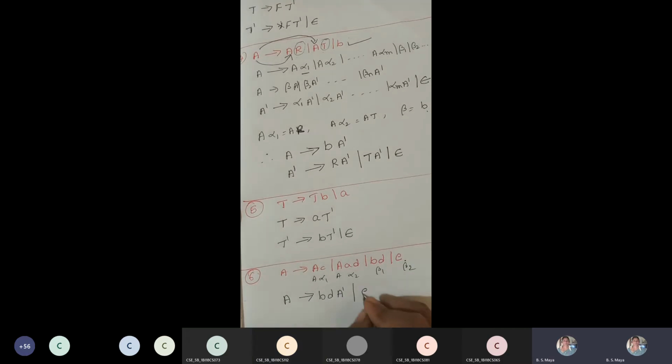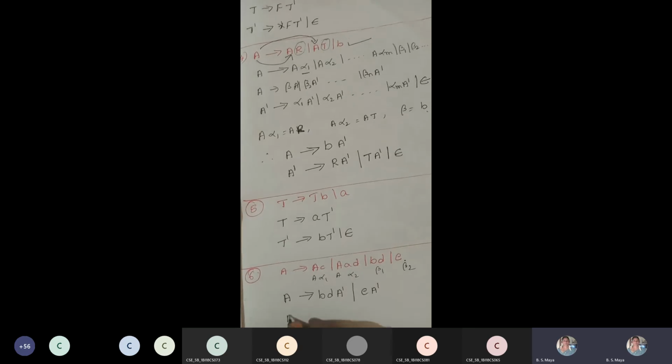Very good. E into any number of beta you take down. Don't link with your alphas. Alpha should be any number, beta should be any number. If only one is there, you write BD into A dash. That's all. If you have 2, you take 2; if you have 3, you take 3 also. That number of beta will be replaced with A dash: BD into A dash, E into A dash.